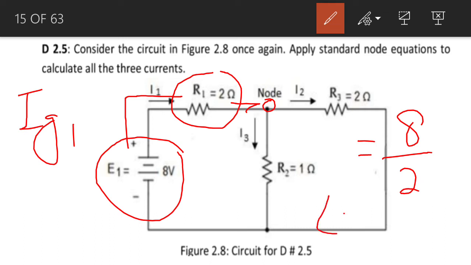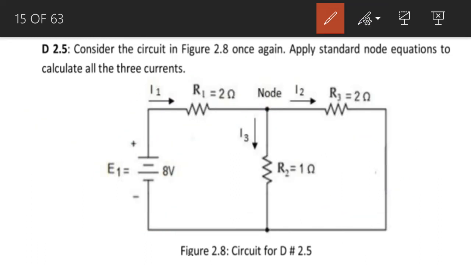So IG1 is equal to 8 by 2, which is 4 ampere. Let me repeat it. The voltage of the voltage source connected to this junction divided by the resistance of the series resistor gives you the current IG1, and this current is 4 ampere. You see, this resistor R1 is in series with the voltage source E1. So this is how we compute the current IG1.